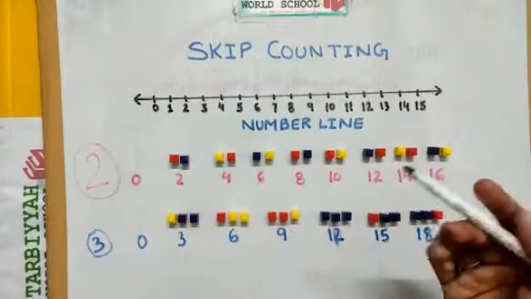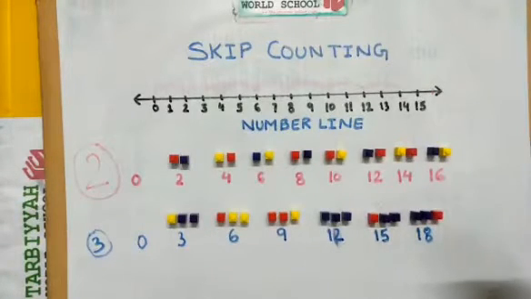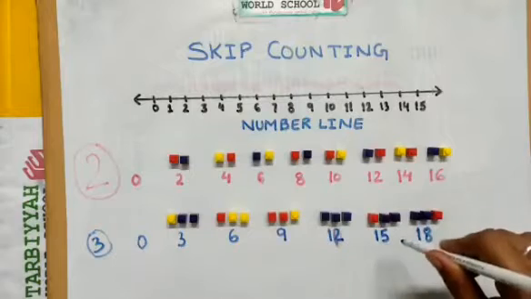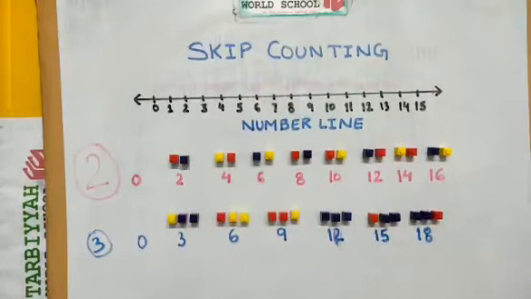7, 8, 9. 9 is our answer. 10, 11, 12. 12 is our answer. 13, 14, 15. 15 is our answer. 16, 17 and 18 is our answer.